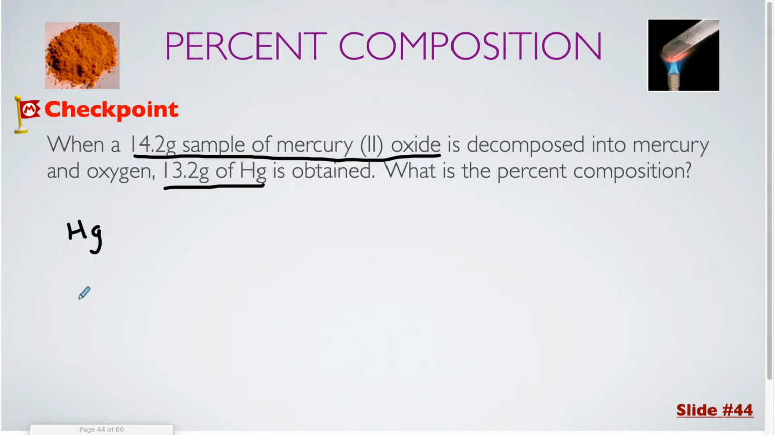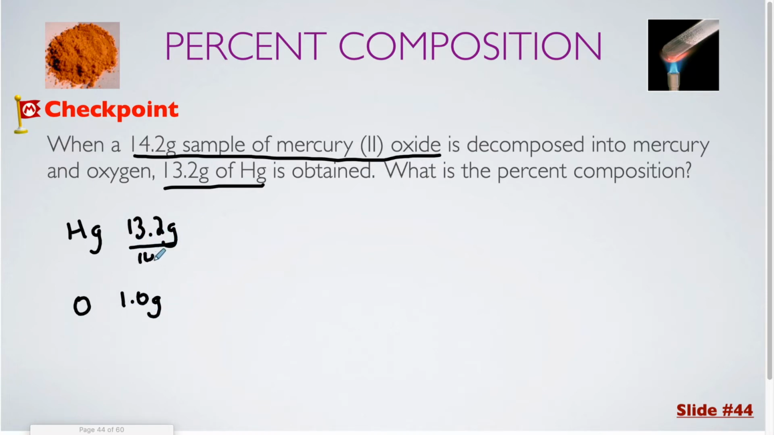We have two elements in this compound. We have mercury and we have oxygen. We know that the mercury is 13.2 grams. We don't know how much oxygen there is, so we can just subtract these two and find that we have 1.0 grams of oxygen.